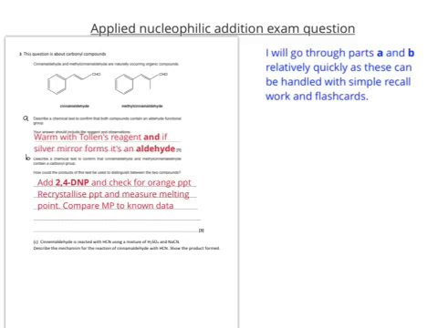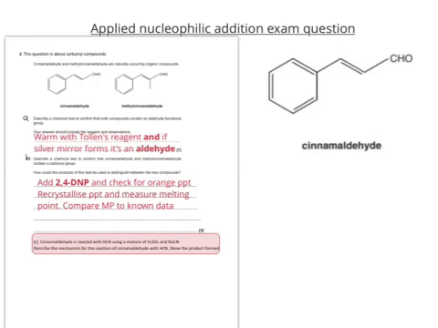Now, the next bit is where people have struggled a bit. The cinnamaldehyde is reacted with HCN using a mixture of H2SO4 and NaCN. It says describe the mechanism for the reaction of cinnamaldehyde with HCN and show the product formed. So let's pop a bigger picture of cinnamaldehyde up there.